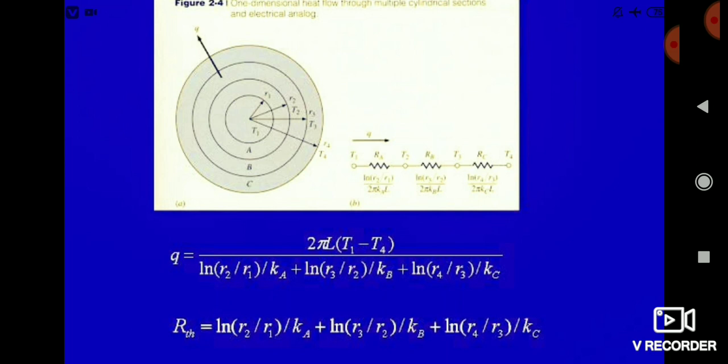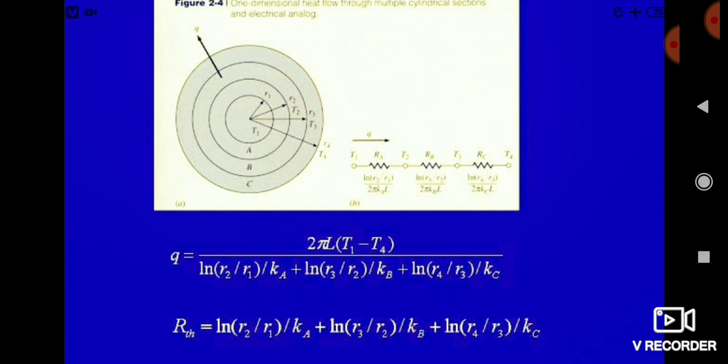T1 will be the temperature of the innermost portion of the innermost cylinder, and T4 will always be the temperature of the outer surface of the outermost cylinder. You have to remember that T1 is the innermost and T4 is the outermost; the intermediate temperatures have no effect over the amount of heat transfer. You remember, you can derive one concept from here: the intermediate temperatures don't have any effect over the total heat transfer through the materials.